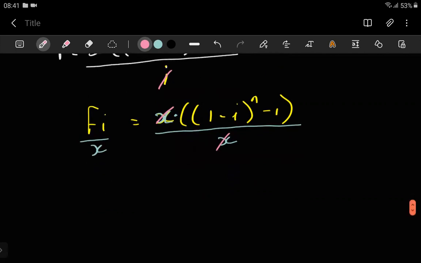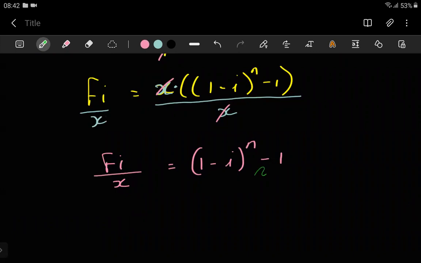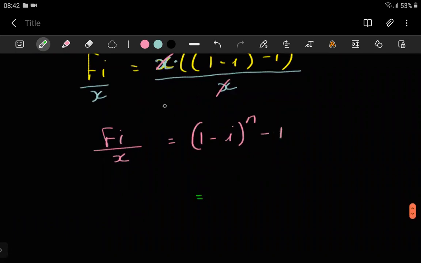And then you're going to have fi over x, the whole thing equal to now 1 minus I to the power of n minus 1, you see. So remember we said always get rid of stuff that are further from n first. So the negative 1 is going to go away first. So the negative 1 goes to the other side. You have fi over x plus 1 now. And then here you have your 1 minus I to the power of n.